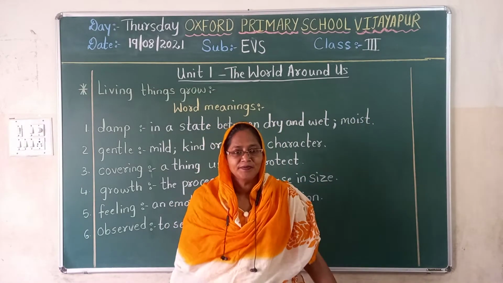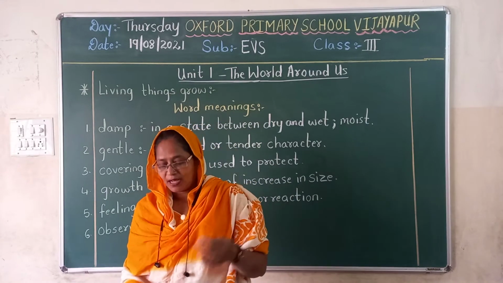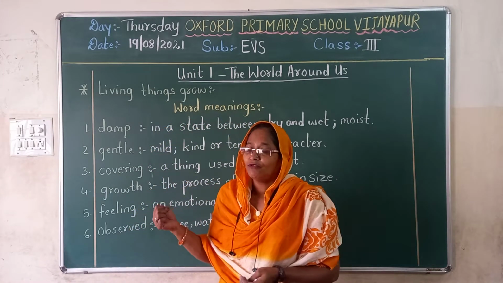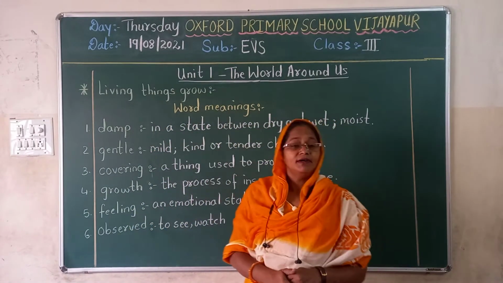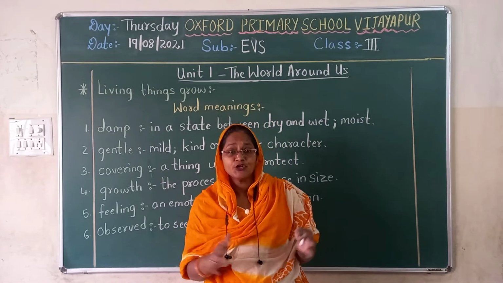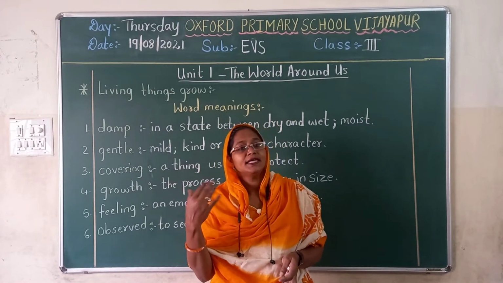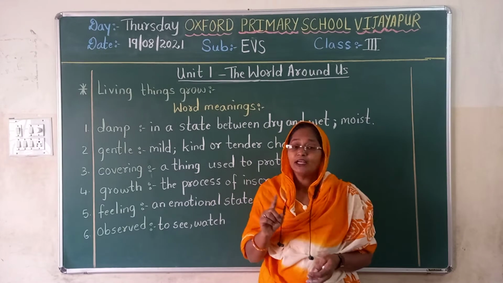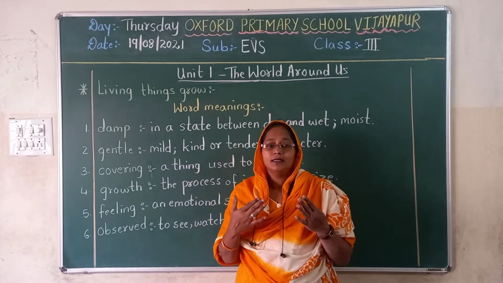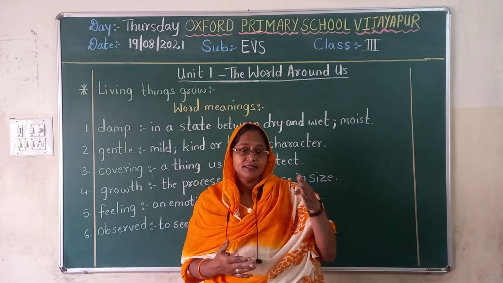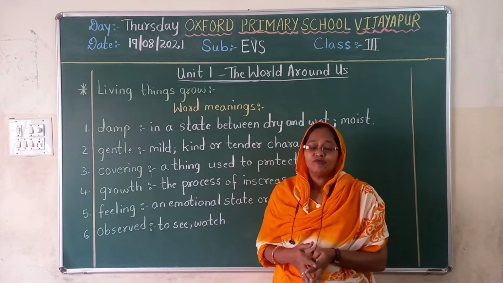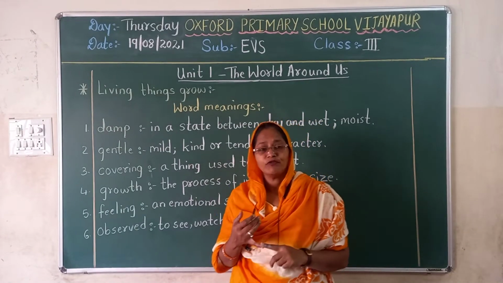Good morning, children. In our last class, when we started Unit 1, The World Around Us, we completed natural and man-made things. The second part was living and non-living things. In living and non-living things, there are parts A, B, C, D, E, F. So, the first one, what have we completed?